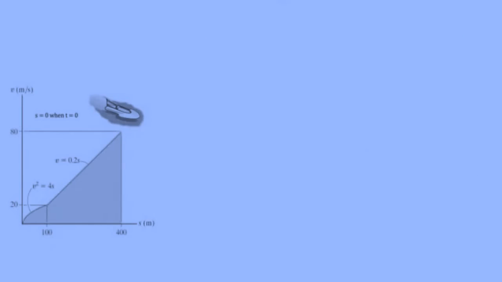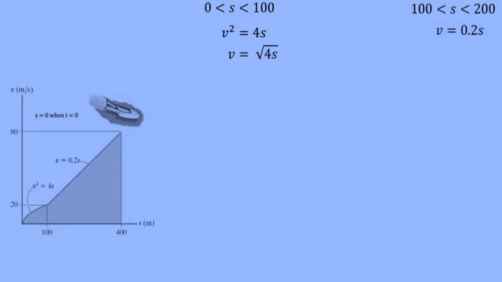The other problem they might ask for is to draw a position versus time graph from the velocity versus position graph. Let's look at this new example where we have two equations given to us. For this, remember that velocity equals ds over dt. We need to isolate dt. So we can write it as dt equals ds over v. Now we need to have time on the left side. So we need to integrate.